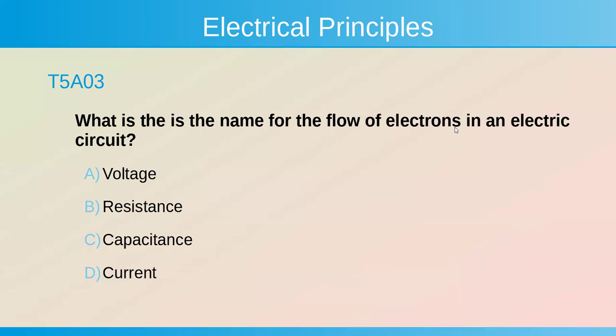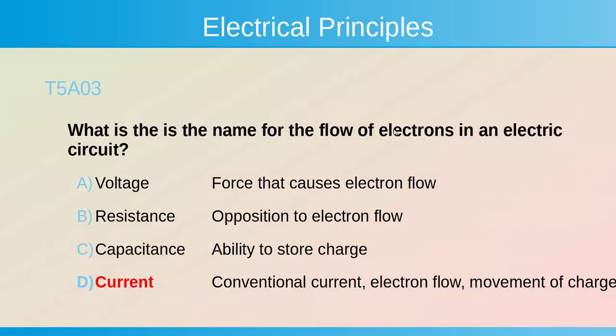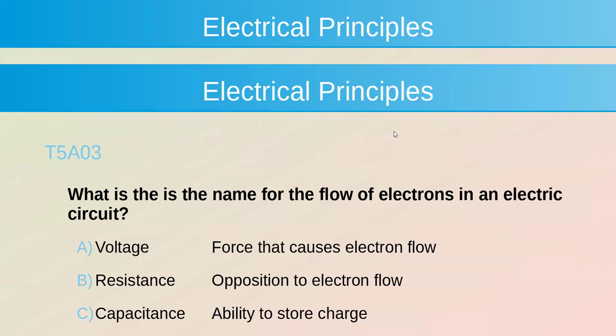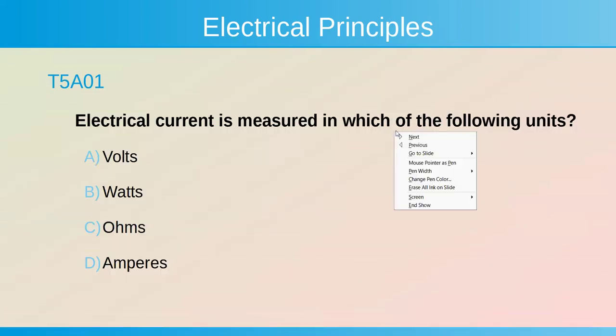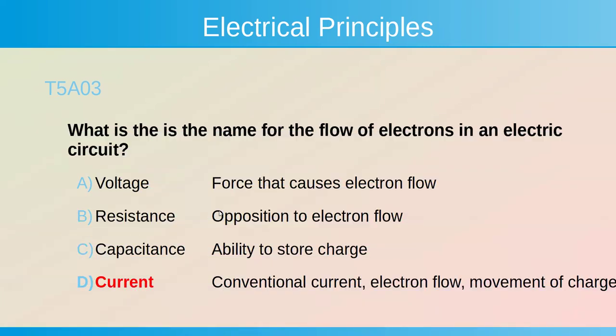So what is the name for the flow of electrons in an electric circuit? What's D? Current. Okay. We talk about resistance, which we'll get to again here. And capacitance is the ability to store charge. And voltage was the force that causes the electron flow or the charges to actually move.